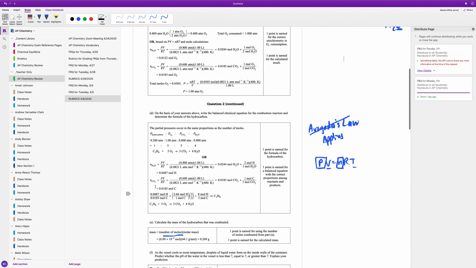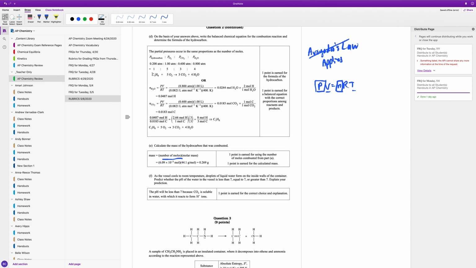Once you have that formula, the molar mass is straightforward because you know the formula. 3 carbons, so 3 times 12.01, plus 8 hydrogens, 8 times 1.01. That brings you up to 44.1 grams per mole for C3H8. And so multiplying the molar mass and the number of moles gives you 0.269 grams.